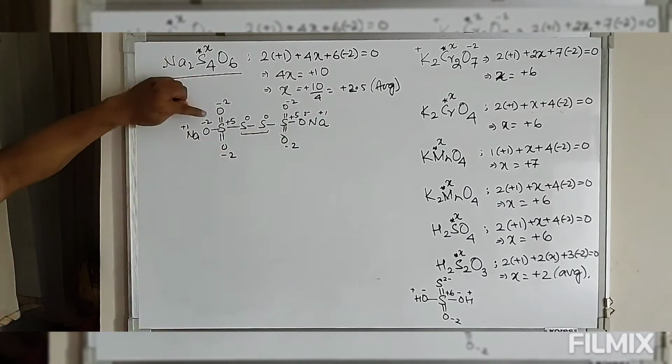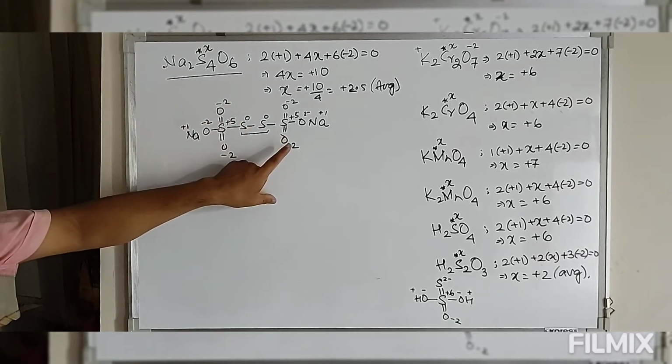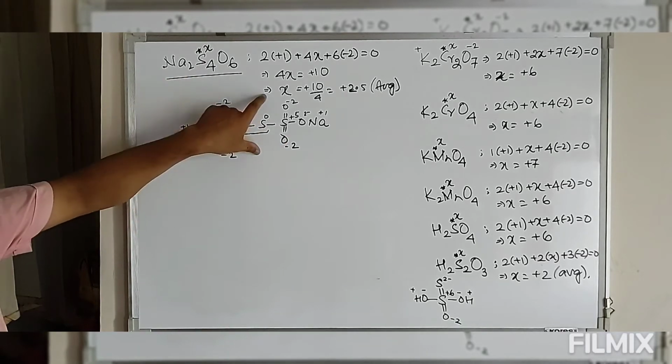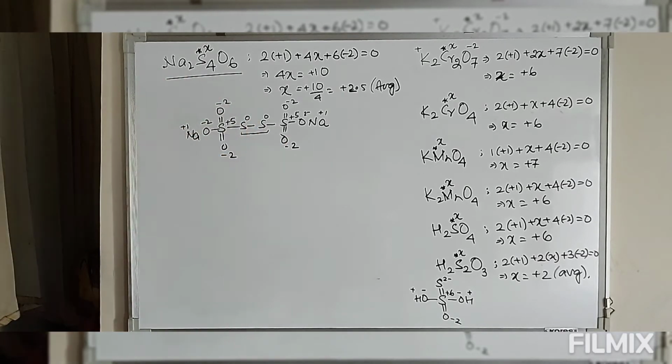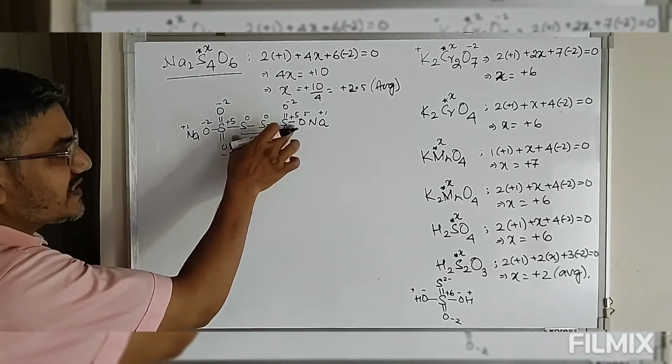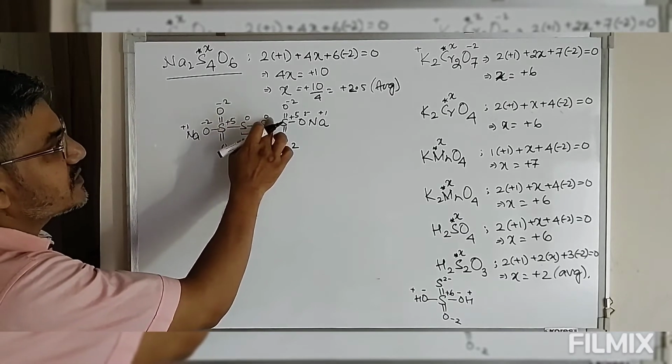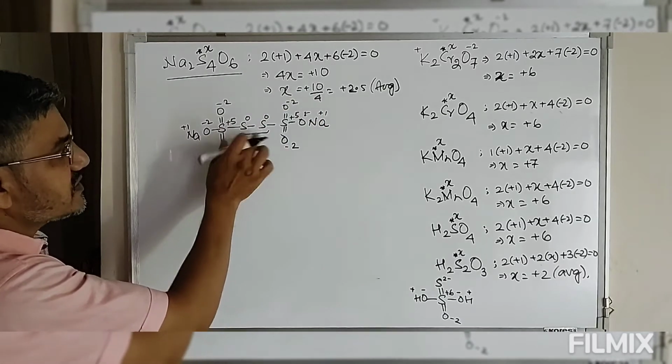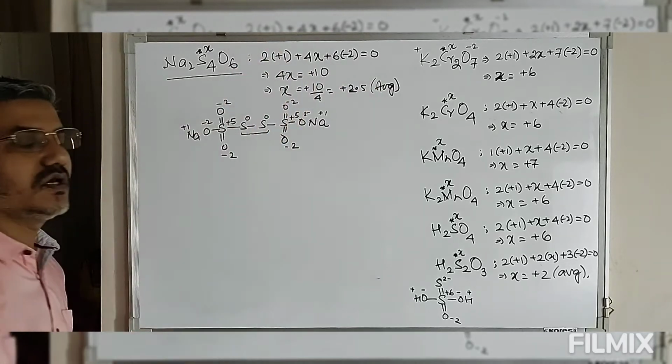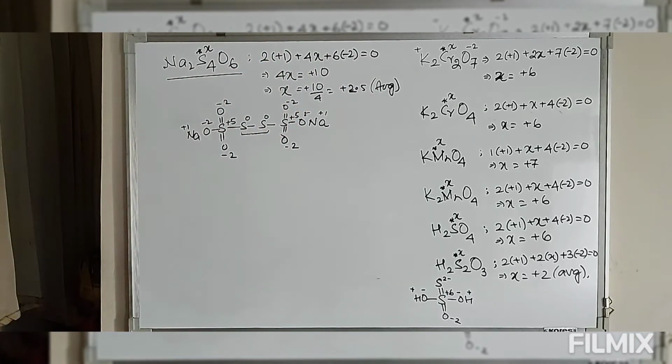Now look at this. 2 of these sulfurs are in +5 oxidation state. 2 of these sulfurs are in 0 oxidation state. So the summation of the oxidation state of the 4 sulfurs is +10. 5 plus 0 plus 0 plus 5, 10. The average is divided by 4. So this comes out to be 2.5.